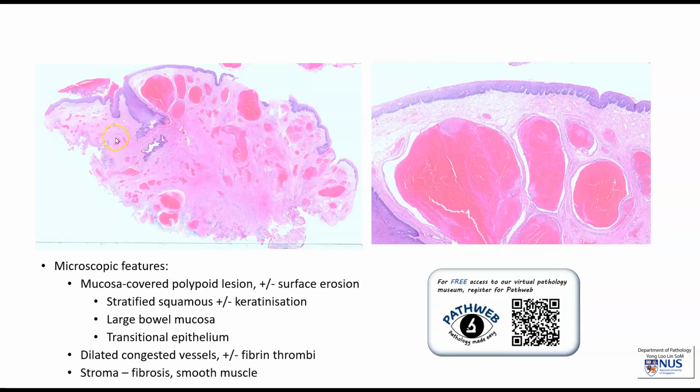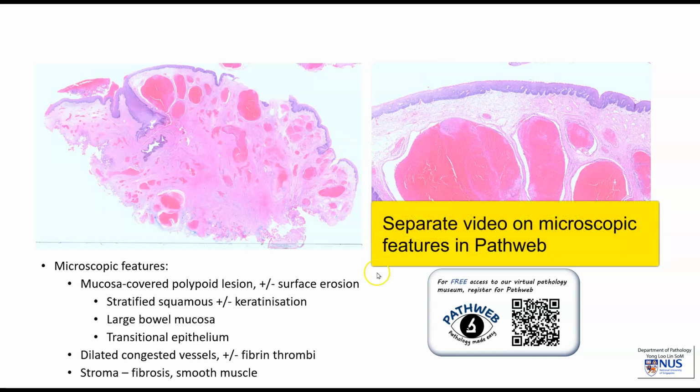The stroma itself can be edematous, and there can be collagen fibers, as we see here, and sometimes also smooth muscle bundles. And occasionally there can be mucosal erosions, and these can then lead to bleeding. There is a separate video describing the microscopic features of hemorrhoids.